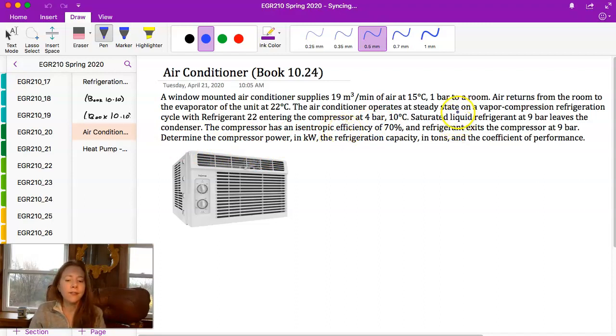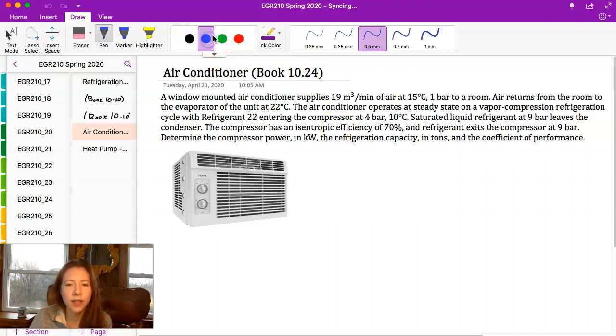So this is very similar in strategy to the Rankine cycle problems we've been solving. So why don't you try this one on your own first and then come back together and we can go through it. So pause it here and then continue.